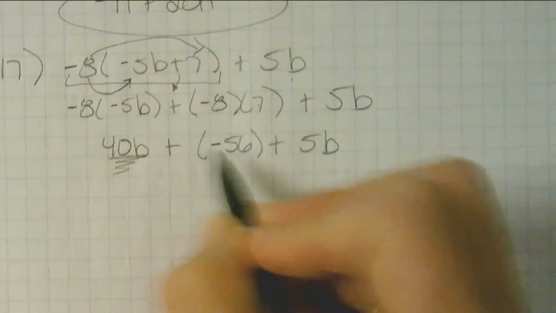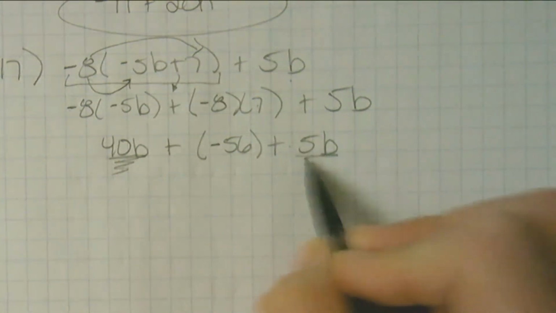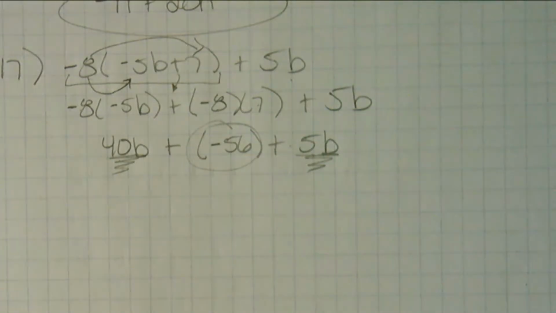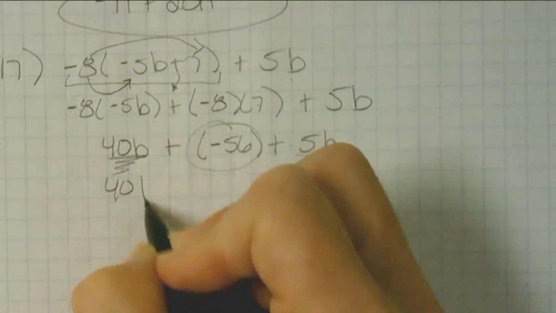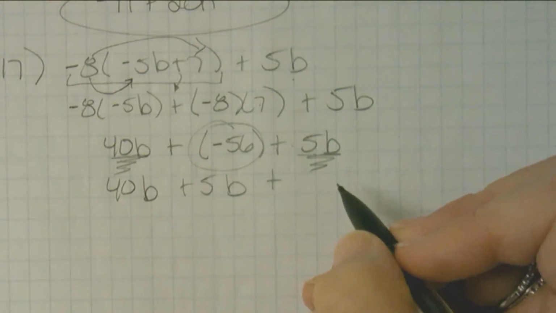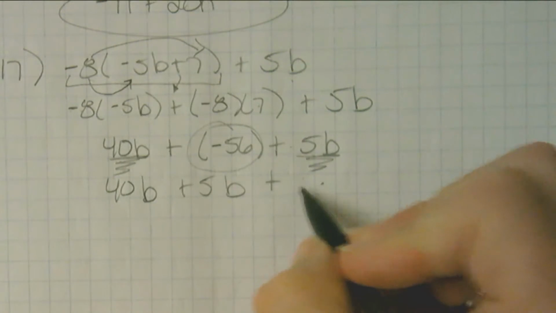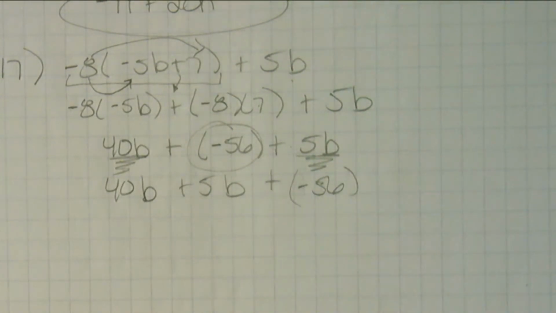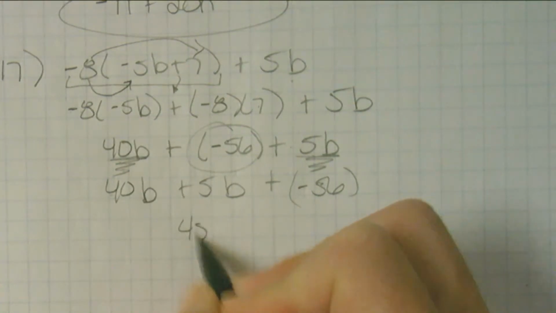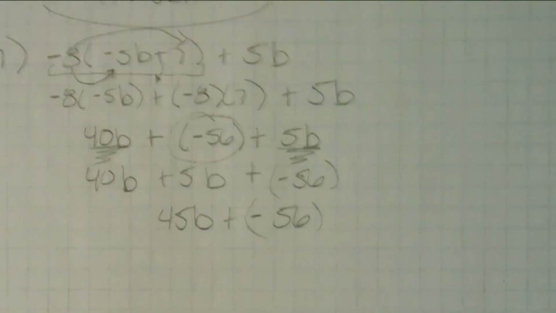I have a 4, and everything is in addition. All right, I have a 40b and a 5b. They are like terms. And then I have a negative 56. So I'm going to move my 40b and my 5b together. And then plus a negative 56. Well, a positive 40b and a positive 5b is going to give me my 45b plus my negative 56, or minus 56. I'll take either one of those.